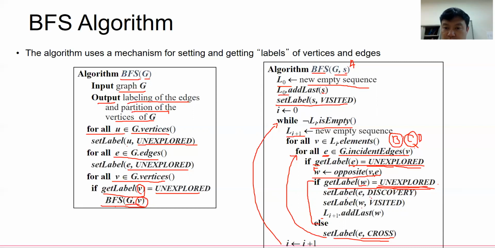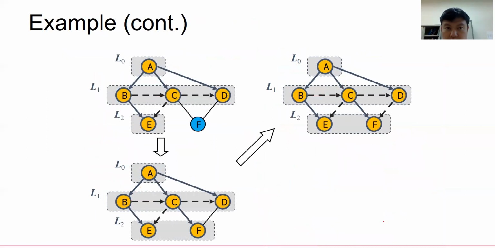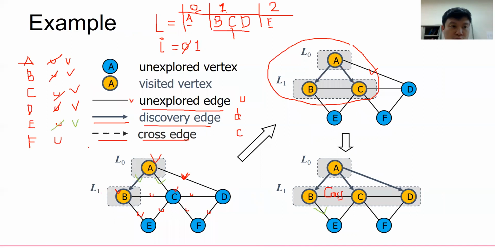So we want to set the label as discovery, and we want to set the W as visited and put I plus 1 with the new node, which is W. So we will give this one because it is not visited. Okay. So it is not visited. So we have this line as explore. Okay. So this one has been explored, and then we visited F. And after that, we will put F in the L2. So now F has been visited, and it is in the L2.